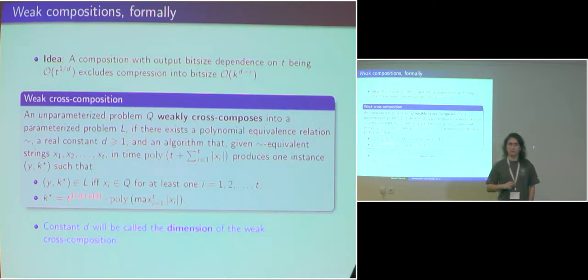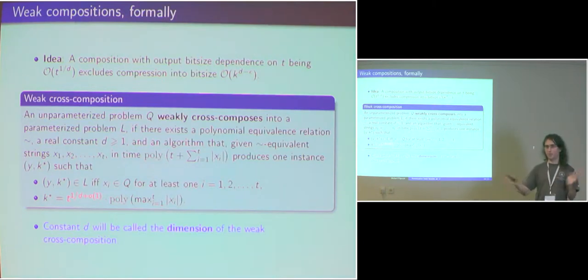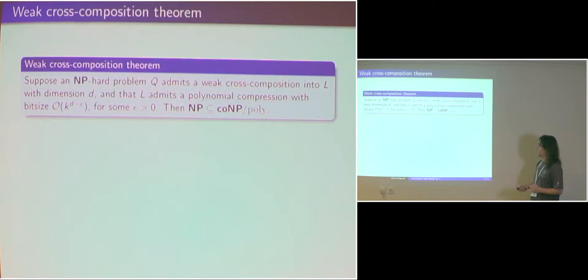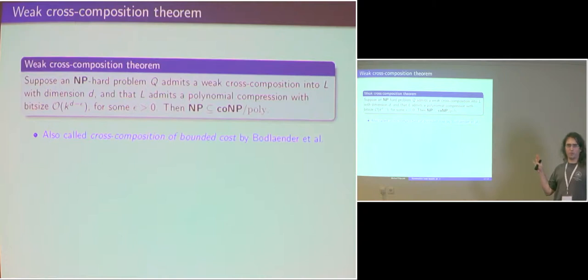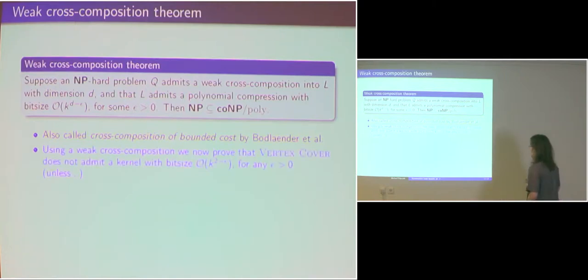This constant d that governs the blow-up of the parameter depending on the number of input instances will be the dimension of the weak cross-composition. Now if you go through the whole proof that I have shown on the previous chart, you will get the following result: if I have a weak cross-composition from some NP-hard language Q to my target language L that has dimension d, then I can exclude a polynomial compression for L into any language R that has bit size better than k to the d. Good. Just a notational remark, this is usually called weak cross-composition, but some authors call it composition with bounded cost.